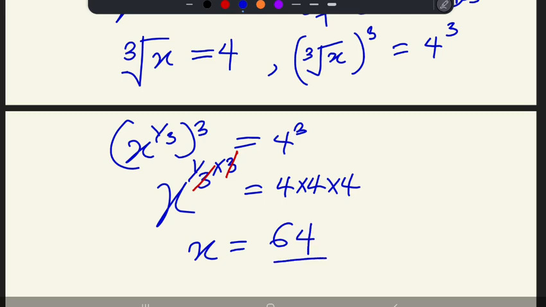If it is a cube root, you take the cube; if it is a cube, you take the cube root. So you try to do the opposite of the index and you get the answer. We are able to solve that.